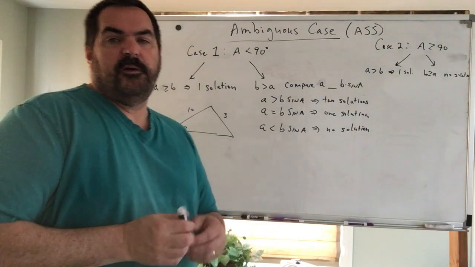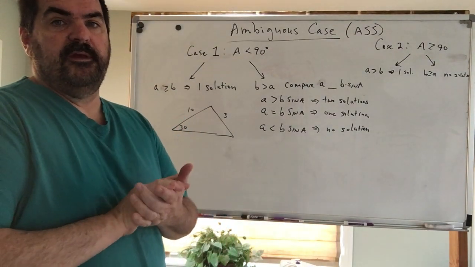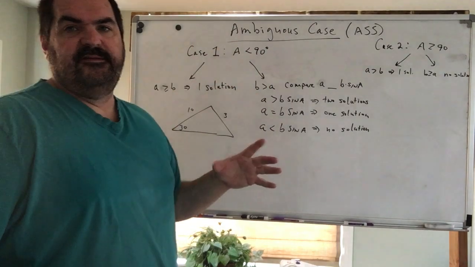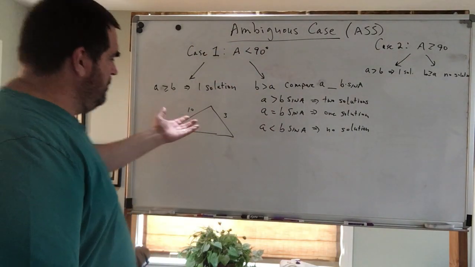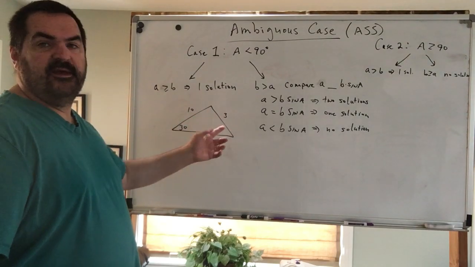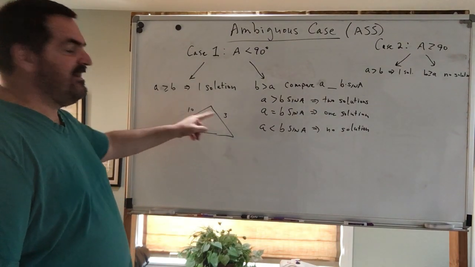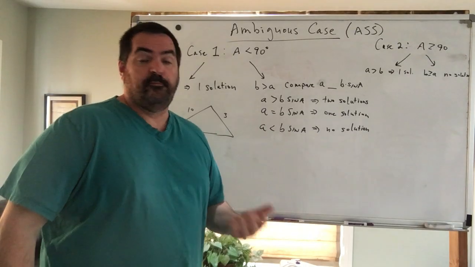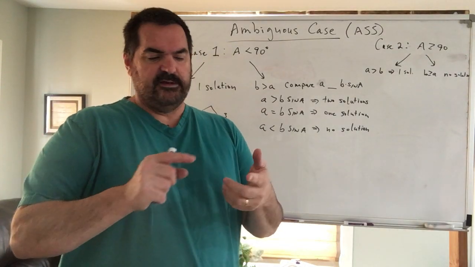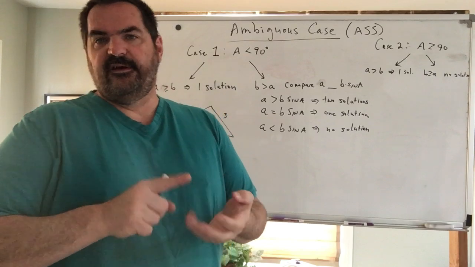All right, as promised, I'm going to show you guys the ambiguous case video. The ambiguous case is when you have an angle and two sides, one across from it. So you have angle side side. Now, when you would prove triangles congruent, back in the geometry days, you had side side side, side angle side, all those that worked.